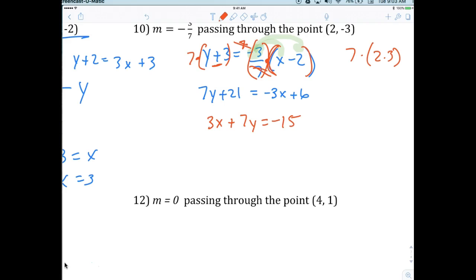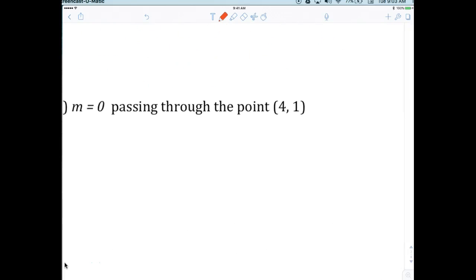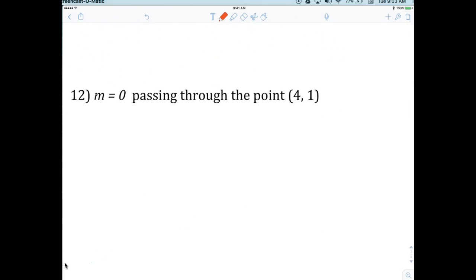Connor? All right, here we go. 12. What's that equation? What about 12? I don't care about 11. I said 12. What is 12? y equals 1. I'm trying to make a point here, guys. y equals 1. Does everybody see that? Slope is 0. Has to be y equals. What's the y value? 1. That's the answer. All right?